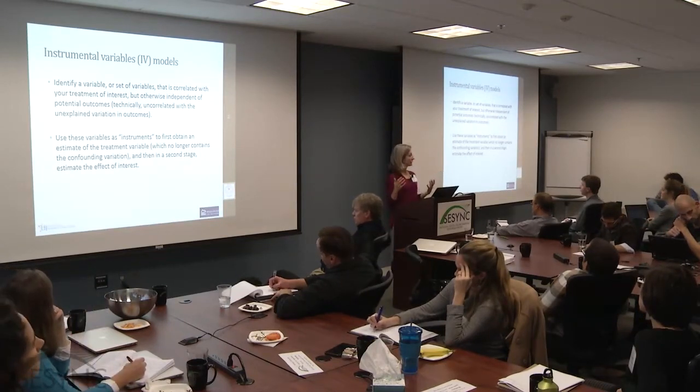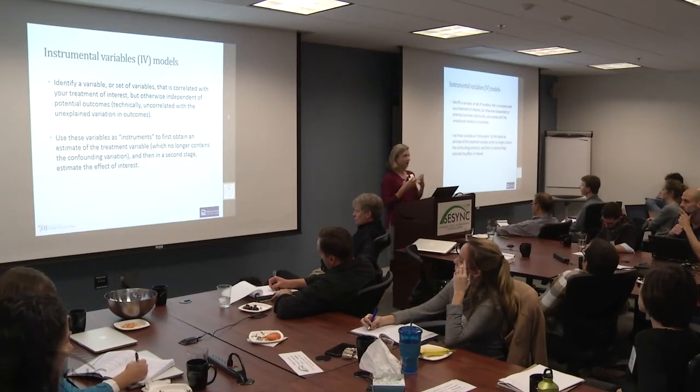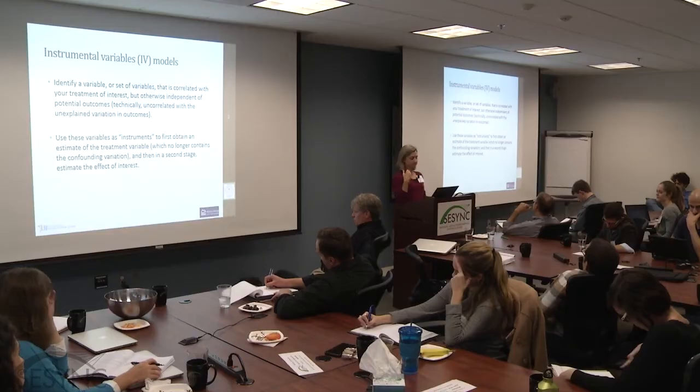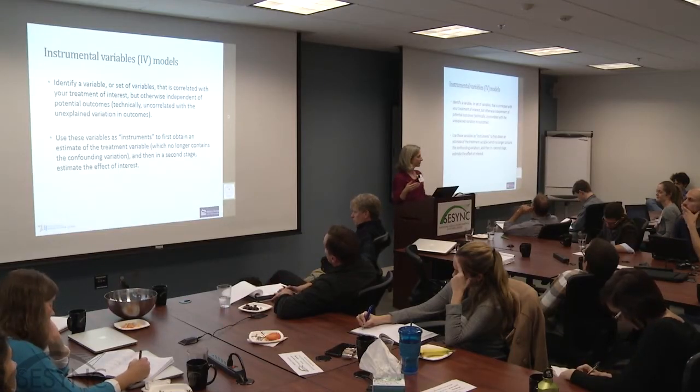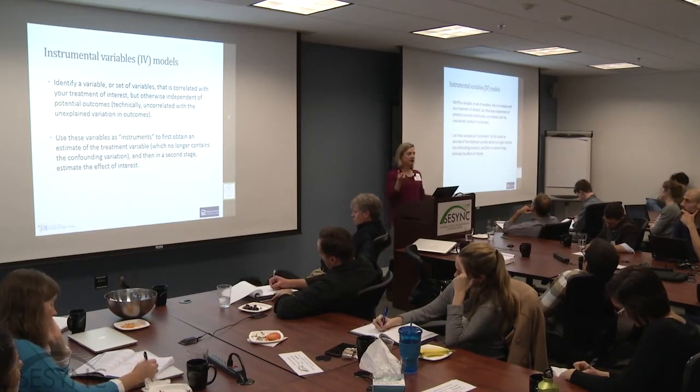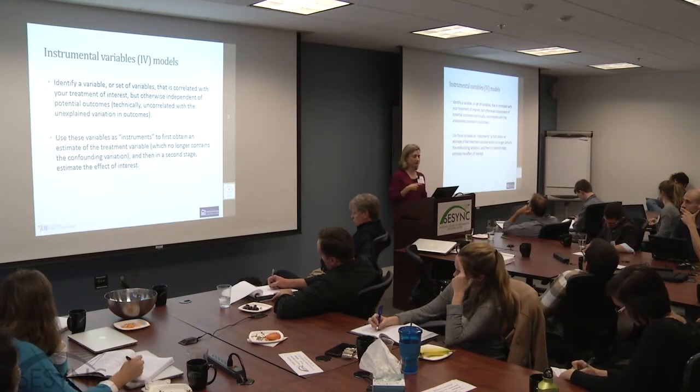And so in both of those cases, I would go looking for what I would call an instrument. So what is an instrument, or set of instruments? It's a variable that's correlated with your treatment of interest, something like listing of endangered species, or the provision of information to households about their real-time electricity consumption. So it's correlated with my treatment of interest, but it should be otherwise independent of my potential outcome. Technically, what I mean is uncorrelated with any unexplained variation in your outcome. And then you use these variables as instruments to first get an estimate of that treatment variable that no longer contains the confounding variation, and then in a second stage estimate the effect of interest.